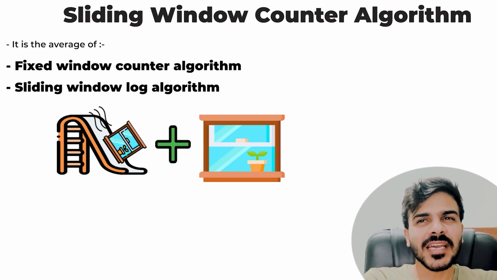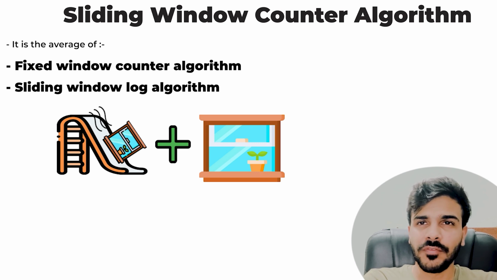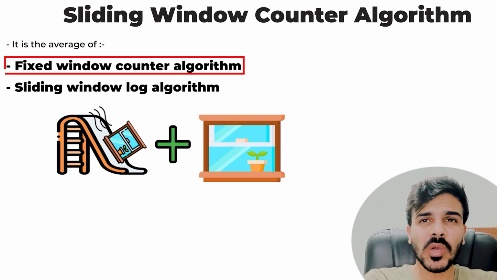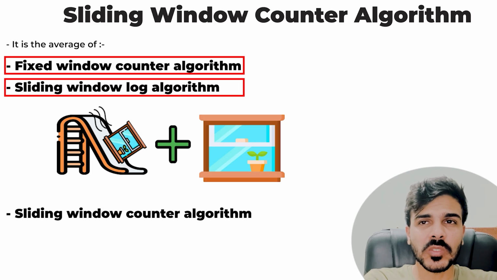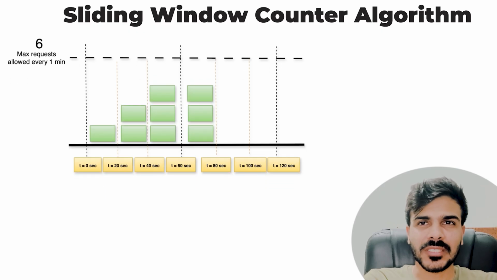So let's directly start with an example to understand all of this. We will consider a scenario. First, run the fixed window counter algorithm on it. Then we'll run the sliding window logs algorithm on it. And then ultimately we'll run the sliding window counter algorithm to see how it is taking the best of both the worlds. Consider the following situation.